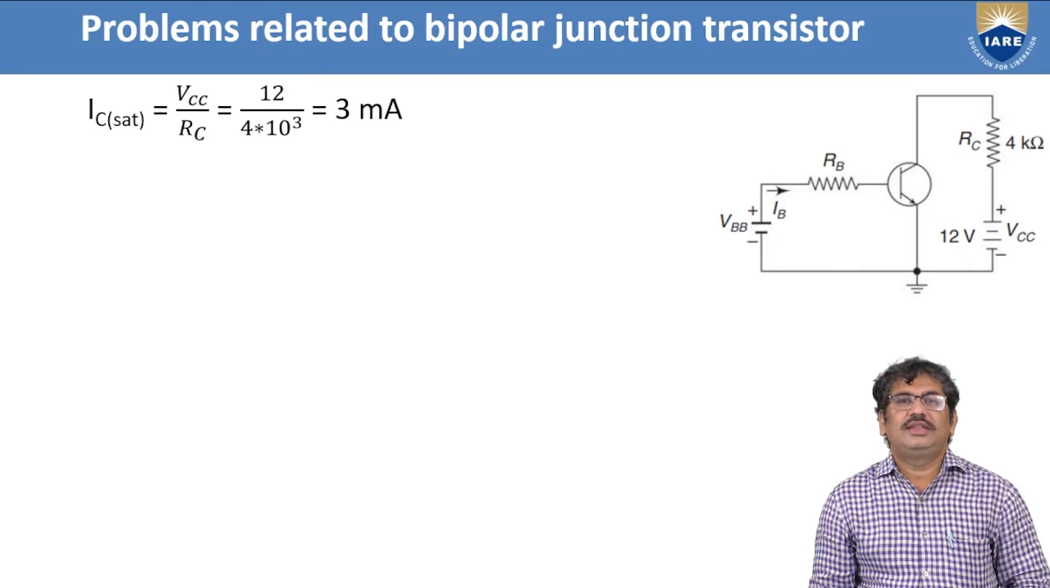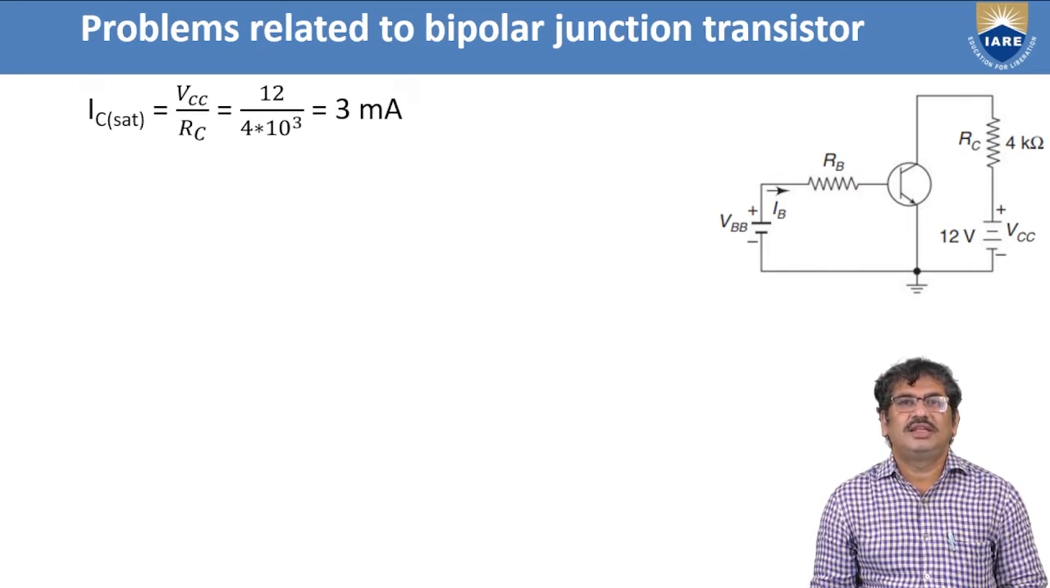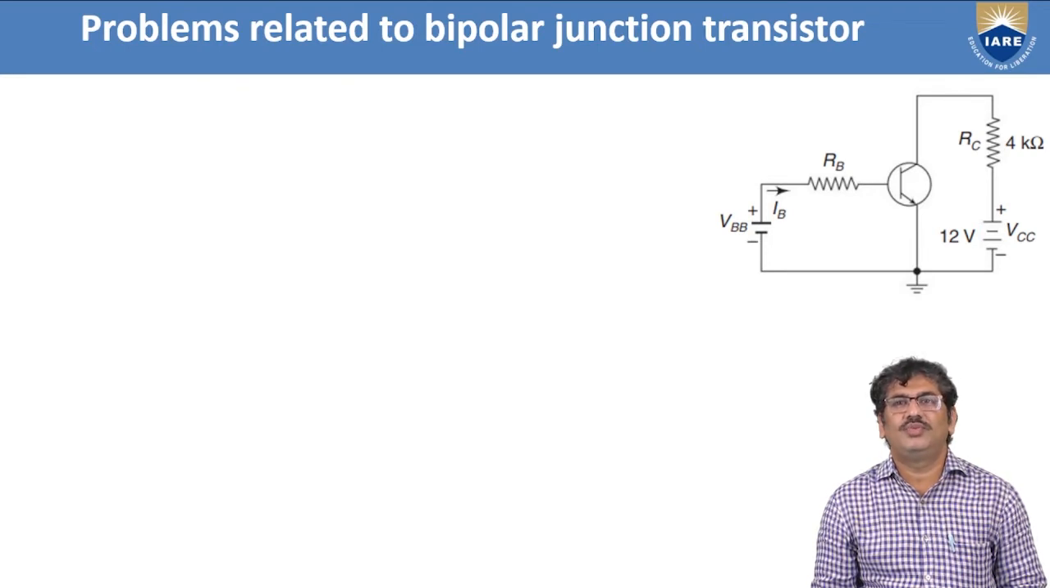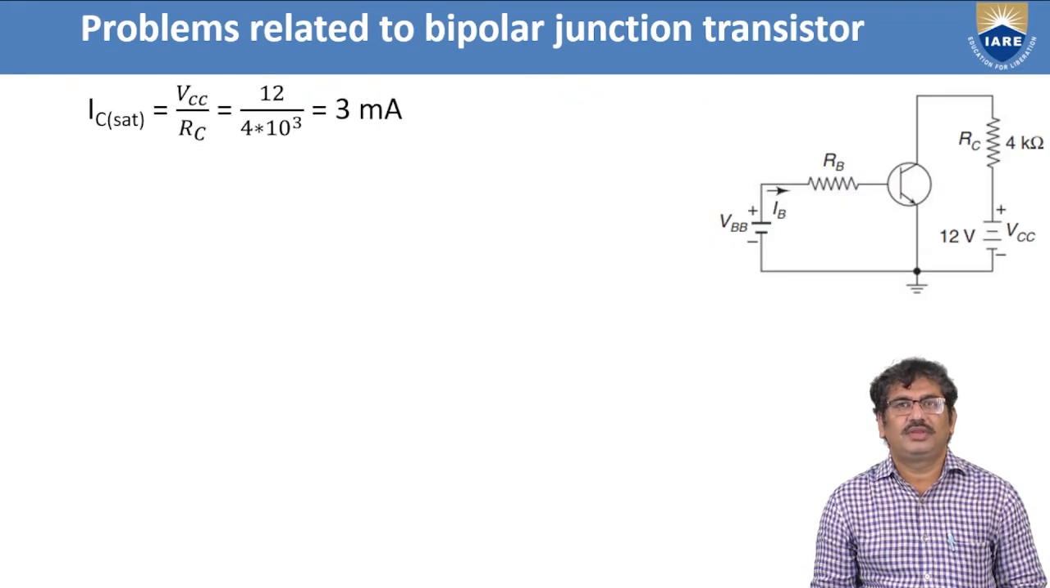First, we will find out the saturation collector current. The minimum base current means the transistor should be in saturation, that is IC sat is equivalent to VCC by RC, which will give us VCC equivalent to 12 volts divided by the collector resistance RC equivalent to 4 kilo ohms, that is 4 into 10 power 3, which will give us 3 milliamperes.